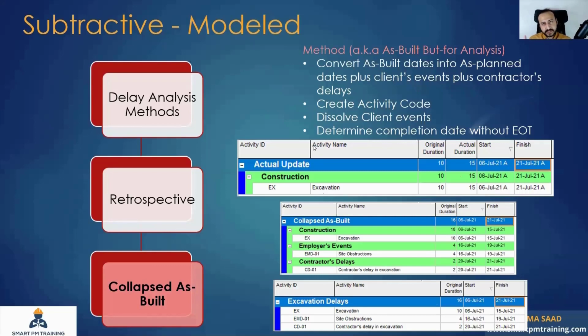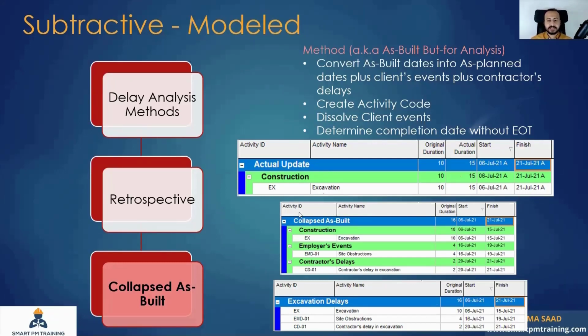So I will take one example, a snapshot. This is actually a monthly update. For example, I have one activity here under construction. It's an excavation work. Original duration is 10 days as per the baseline schedule. I took 15 days to accomplish. It started on this date, finished on this date.